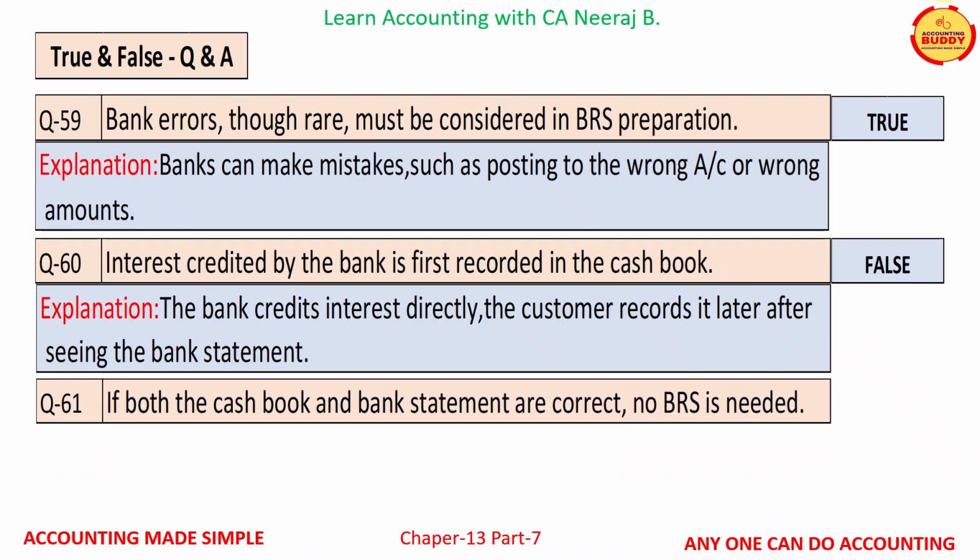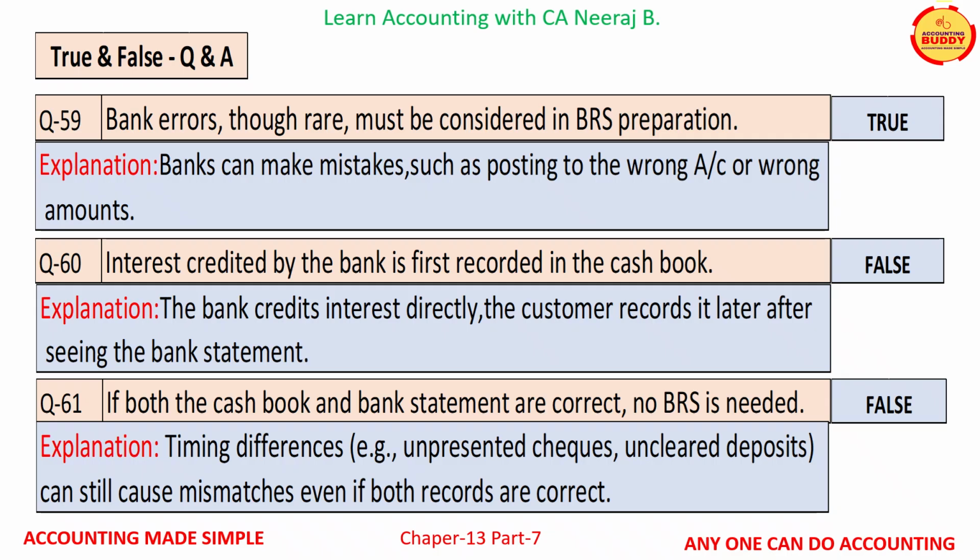Question number 61 is if both the cash and bank statements are correct, no bank reconciliation is needed. This is a false statement. Timing differences, for example, unpresented checks, uncleared deposits, can still cause mismatch even if both the records are correct.